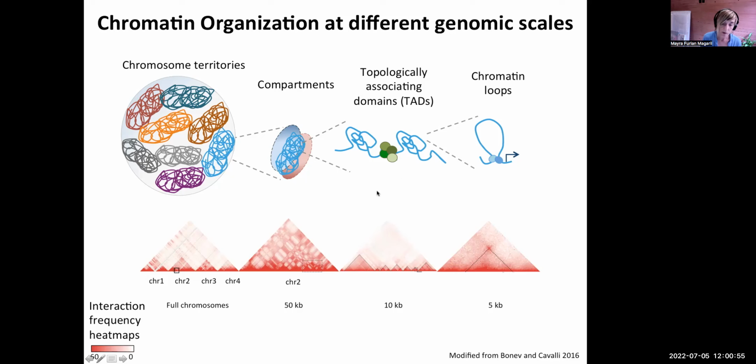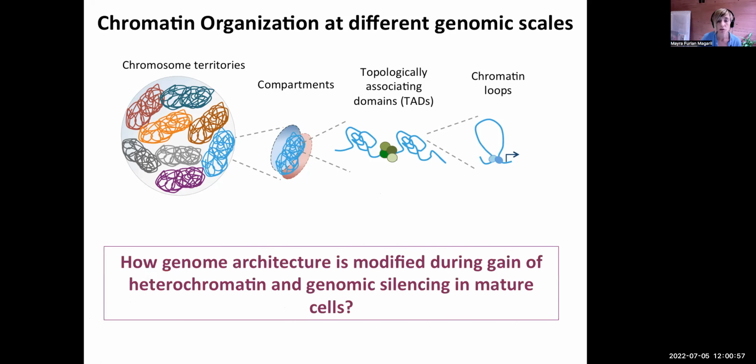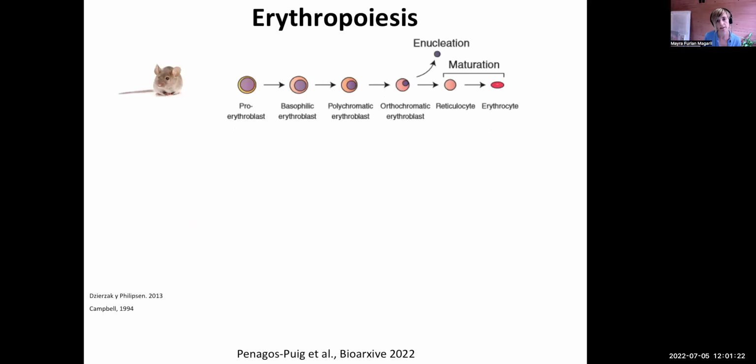As I mentioned before, there is not a lot of information on how all these different scales of organization look in a terminally differentiated cell that has a lot of heterochromatin and less gene expression. So we set out to investigate this using a very extreme cell in which this happens, which is the mature erythrocyte.